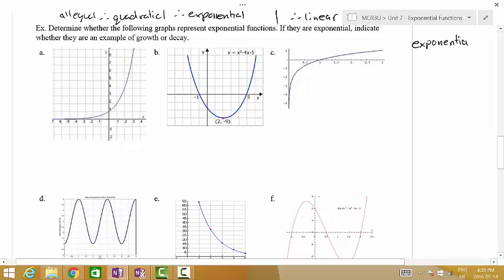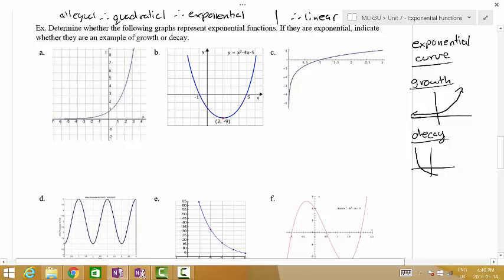And I'll draw this off to the side. The growth curve, again, if we have our grid, is going to start small and get bigger and bigger and bigger as we go to the right. The decay curve is going to start big and get smaller and smaller and smaller as we go to the right. Both of those would have that asymptote that the line is never going to cross.